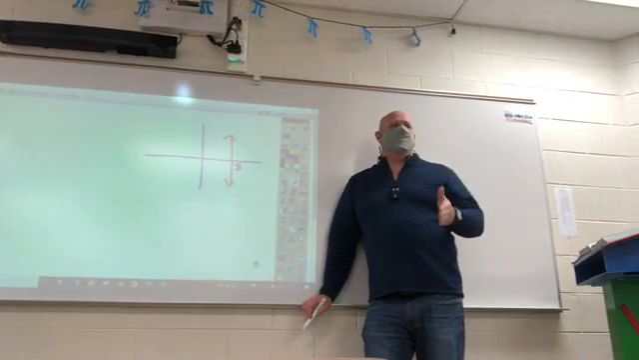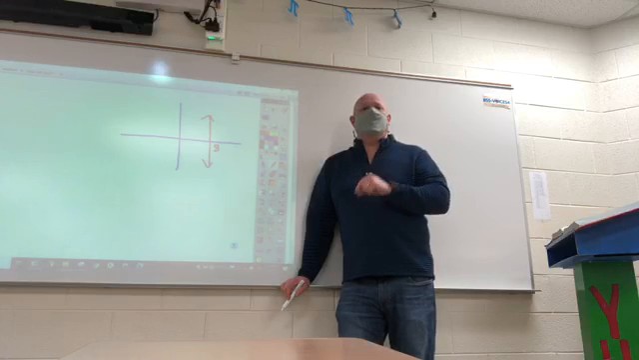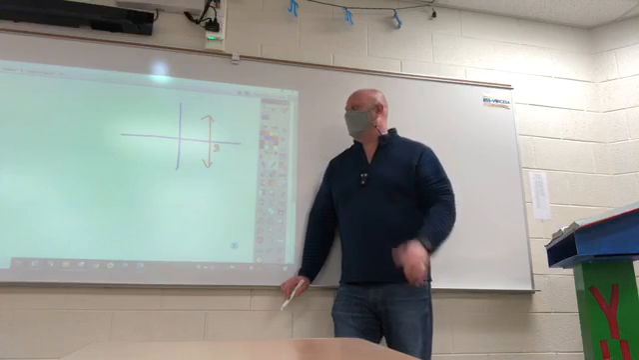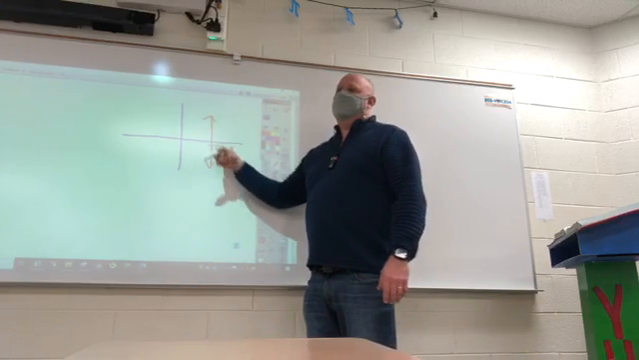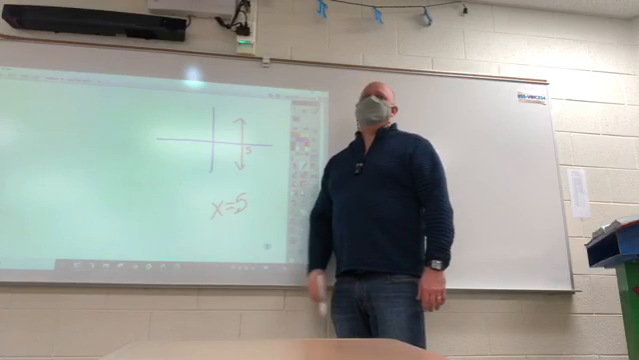What's the slope of all vertical lines? No slope. Undefined. Which also means you can't write it in slope-intercept form, right? If it's undefined, it's impossible to write it in slope-intercept form. The answer to this problem would be x equals 5.